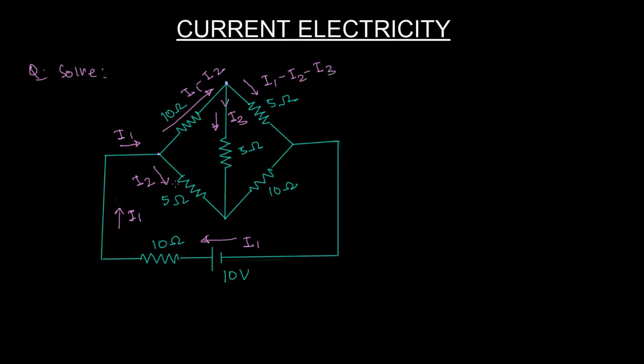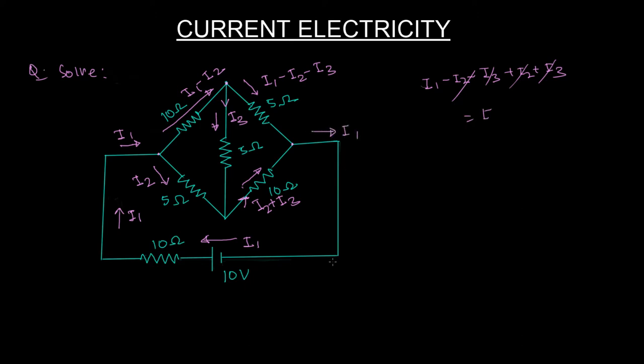Now I3 comes here and I2 comes here, so here they sum up, and the current that goes in this direction is I2 plus I3, right? Here they tend to join. So I1 minus I2 minus I3 plus I2 plus I3 gives you what? This gives you I1. So I have an I1 current going here.